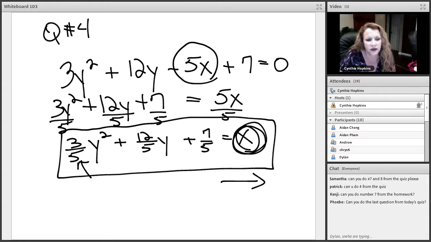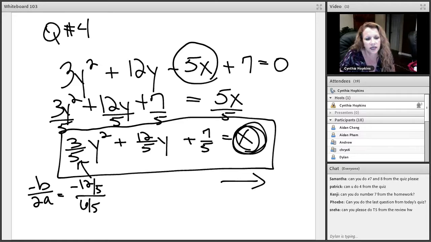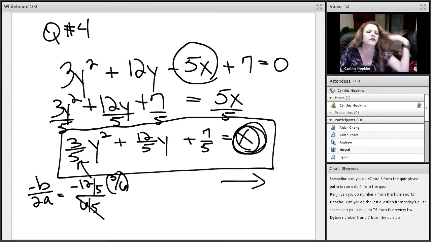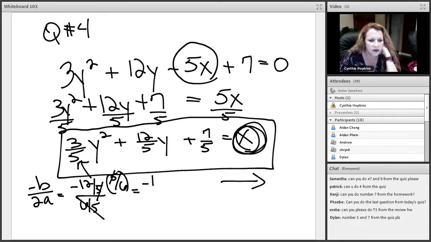Okay, now to find the vertex, I have to have memorized negative b over 2a. So the opposite of b is negative 12/5. 2 times a is 6/5. So now let me say this, dividing by 6/5 is the same as multiplying by 5 over 6. And when I multiply that negative 12/5 and that positive 5/6, the 5s are going to cancel. I get negative 12 over 6, and that equals negative 2.